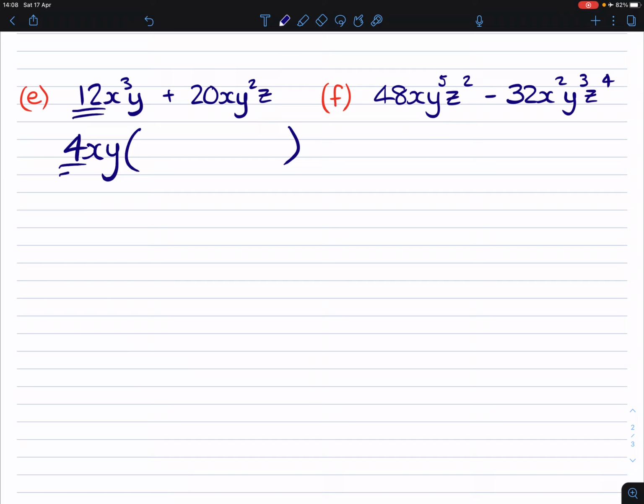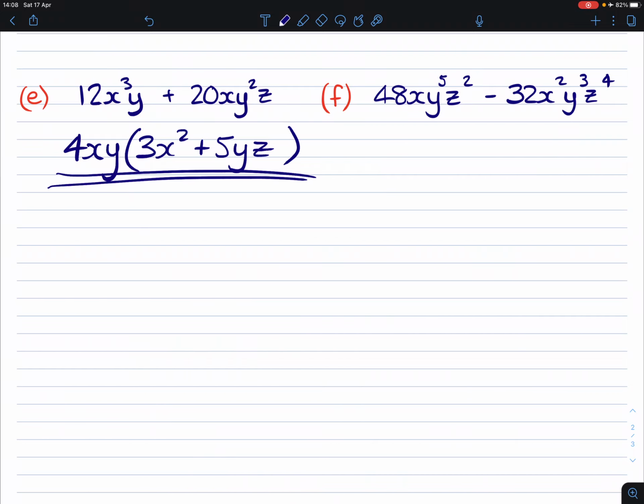12 divided by 4 is 3. X cubed divided by x is x squared, and the y's divided by y is cancelled. Plus 20 divided by 4 is 5. X divided by x is gone. Y squared divided by y gives us a single y left over, and the z will be there remaining.